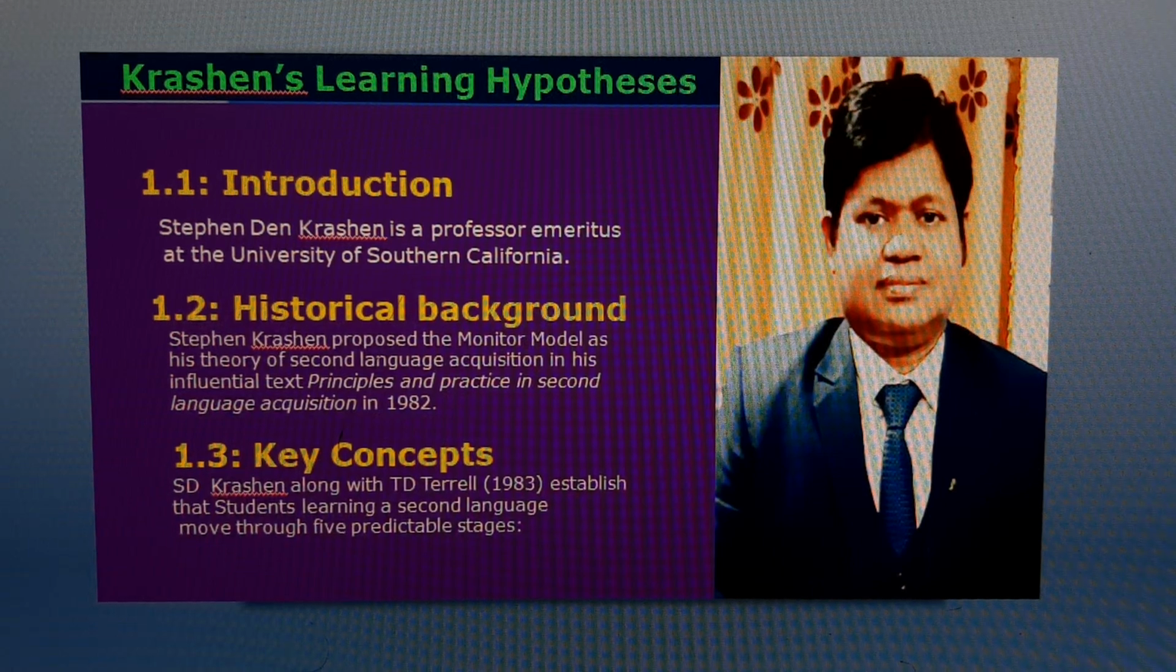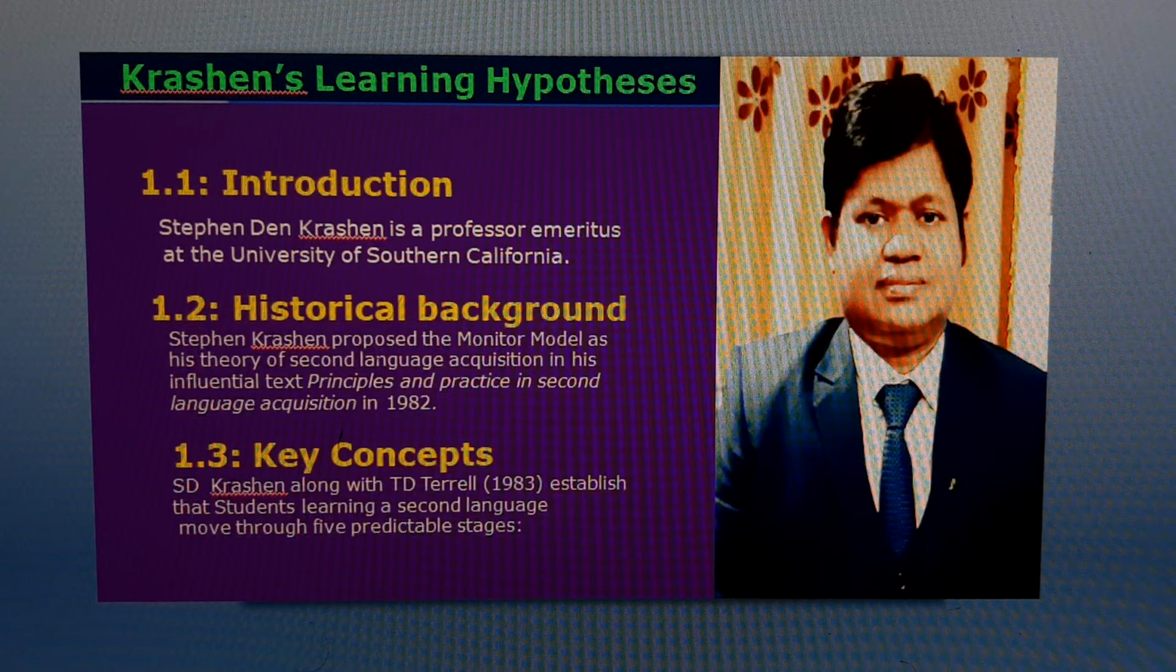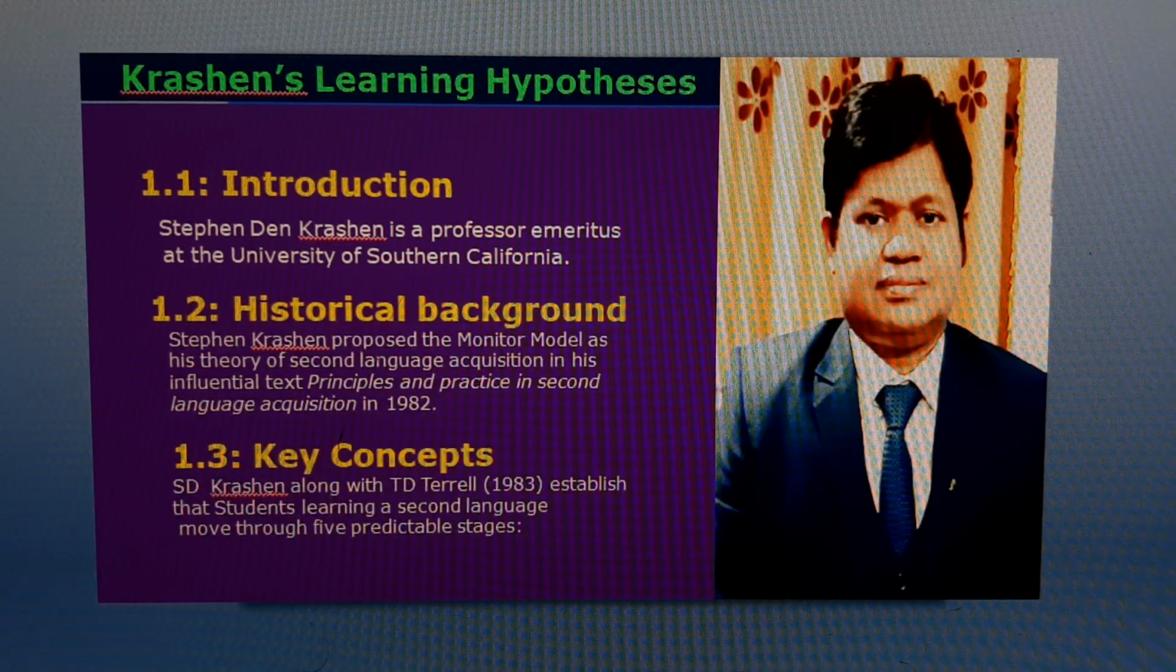Number 1, pre-production stage or listening and gesture. Number 2, early production stage or short phrases or expressions. Stage 3, speech emerges or long phrases and sentences. Number 4, intermediate fluency or general conversation, and number 5, advanced fluency or skillful communication and interaction in various practical situations.